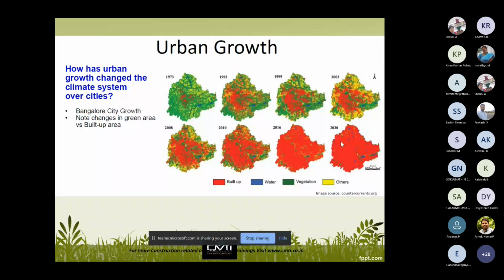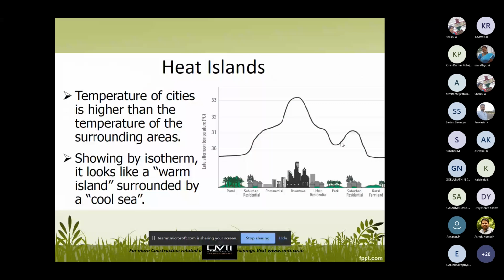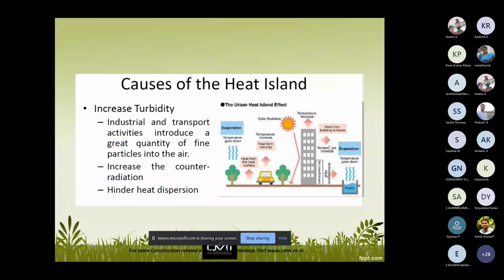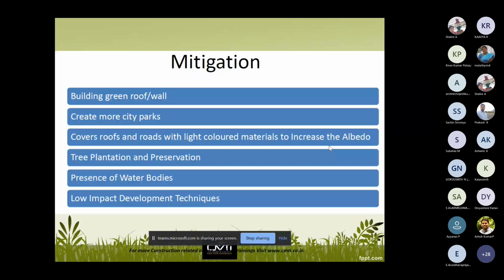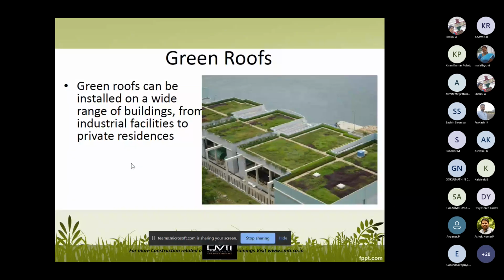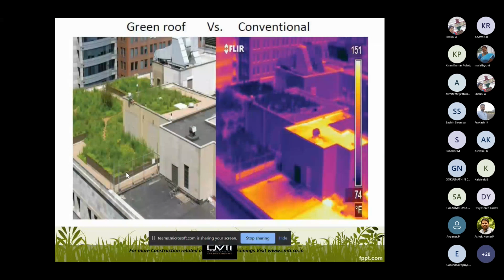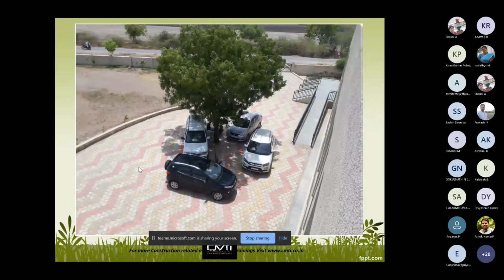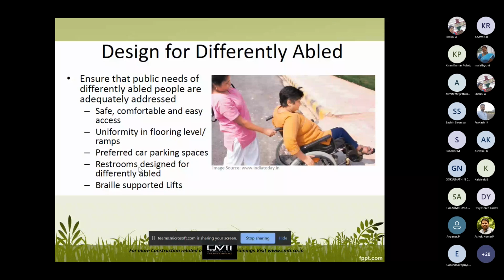We can't stop the urbanization. Of course, we can use a little bit of green buildings and reduce it. And how they are doing it is by building green roofs and walls, creating more city parks, covering roofs and roads with light colored materials to create albedo, tree plantation and preservation, presence of water bodies. Green roofs you can see here in the buildings, green walls are under construction, universal design for differently abled people. These were recently included in the Green National Building Code also.